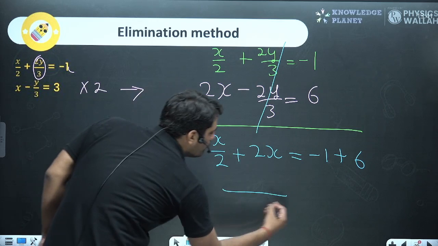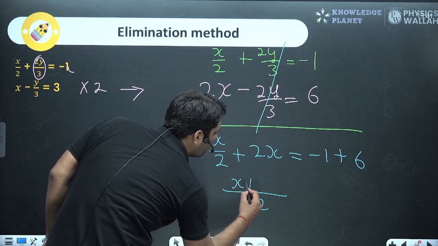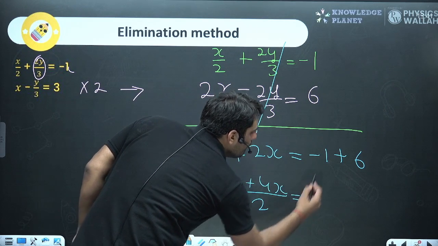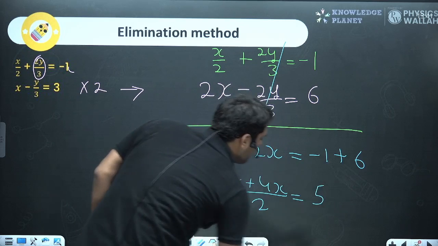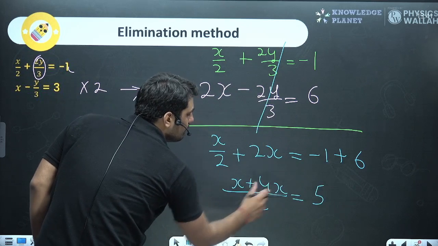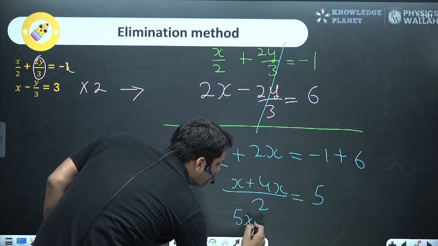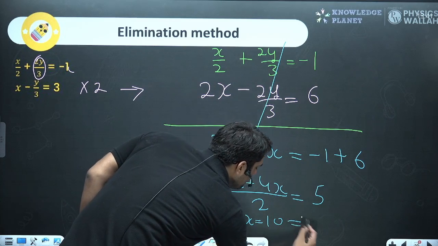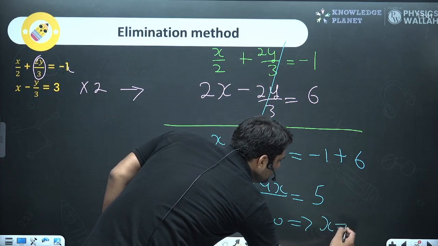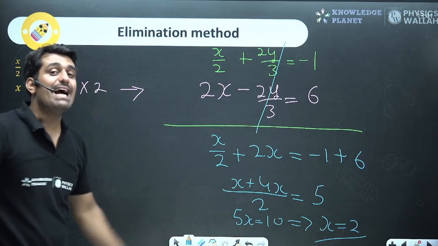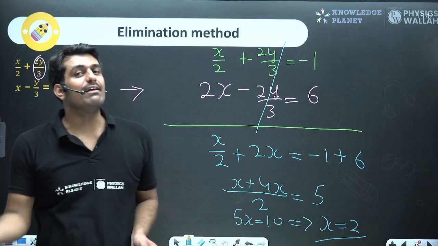Taking the LCM of 2, this is x plus 4x equals minus 1 plus 6, which comes out to be 5. So x plus 4x is 5x. 5x equals 5 into 2, 10. From here the value of x comes out to be what? Simply 2. We have found the value of one variable, so the other variable can be easily found.